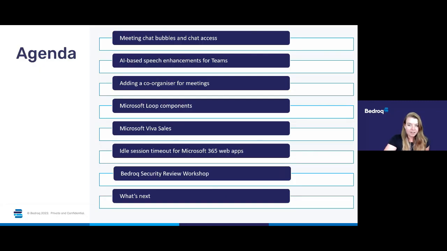So let's take a look at the agenda for today's webinar. First up, we'll be looking at the new meeting chat bubbles and chat access options. Then we'll be looking at AI-based speech enhancements for Teams. Next, we'll be looking at co-organising and scheduling help for meetings. Next up will be Microsoft Loop Components, followed by Microsoft Viva Sales. And then last of all, the idle session timeout feature for Microsoft 365 web apps. Finally, we'll be looking at the Bedrock Security Review Workshop, and there'll just be an update on what's next and when you can sign up for our next webinar.